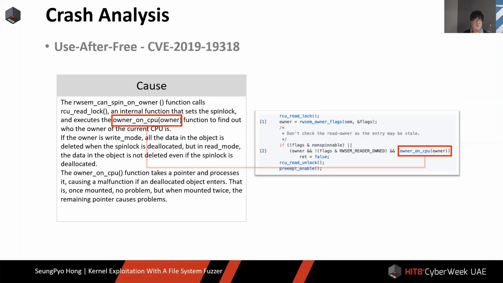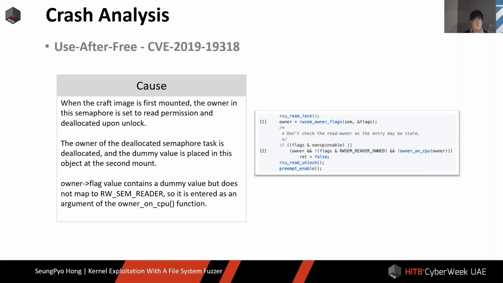The owner_on_cpu function is handled by receiving a pointer, so if a freed object enters, it malfunctions. Therefore, if we do mount twice, we will have a problem due to the remaining pointer. When the first mount is performed, the owner in the semaphore is set to read permission and is freed when unlocked. At this time, when you mount the second, the freed object will have a dummy value, and because it does not map with the rwsem reader variable, it goes into the owner_on_cpu function as it is.